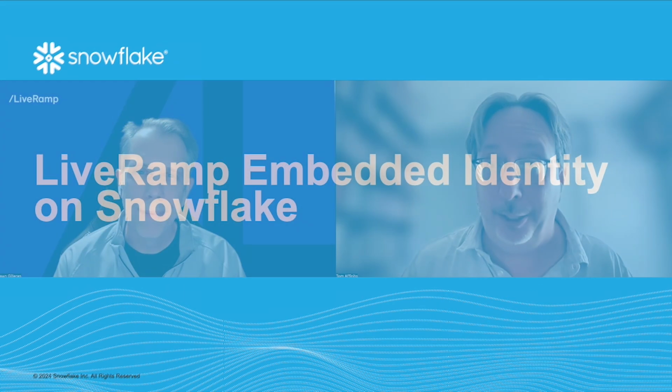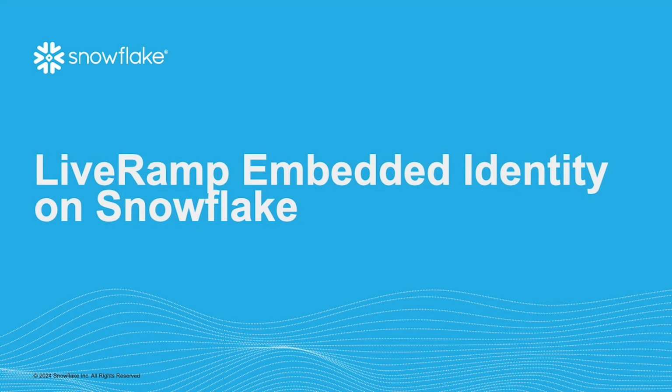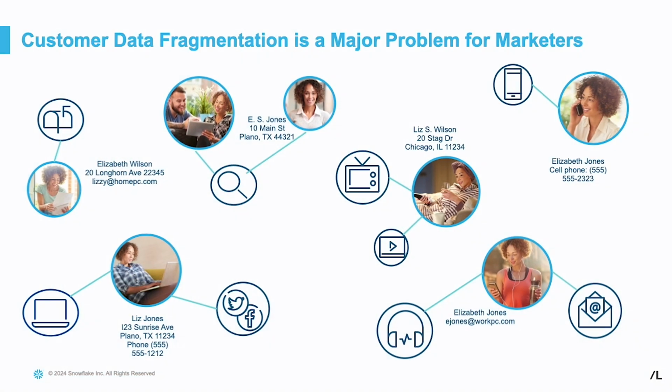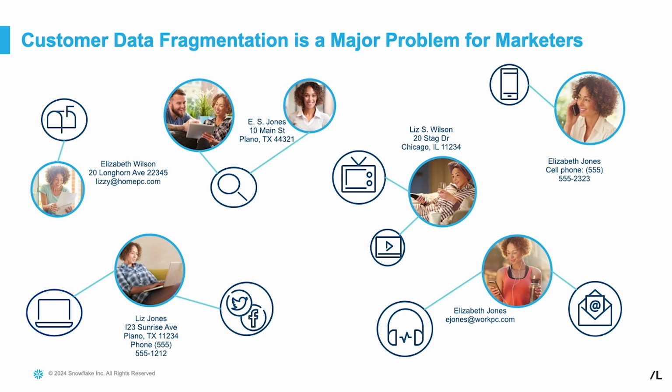So let's go. All right, let's give some quick background to understand why identity is so important for marketers and what LiveRamp embedded identity does. So the core problem is that marketers often deal with customer data that is fragmented. You might get inputs from events, you might get a registration, you might get an email, you might get a result from advertising, someone's in social media.